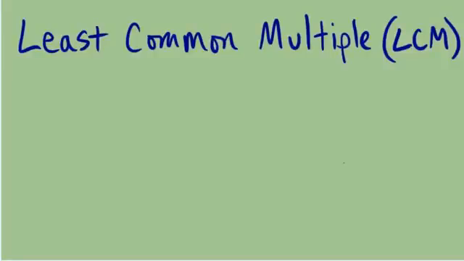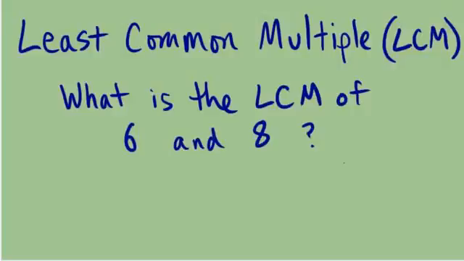In this video, we're looking at how to find the least common multiple, or the LCM. It's important to know that the least common multiple is something that we can find among two or more numbers. You really can't find an LCM of just one number. An example might be, what is the LCM of 6 and 8?